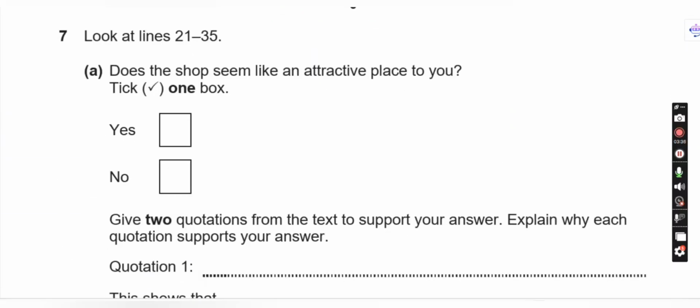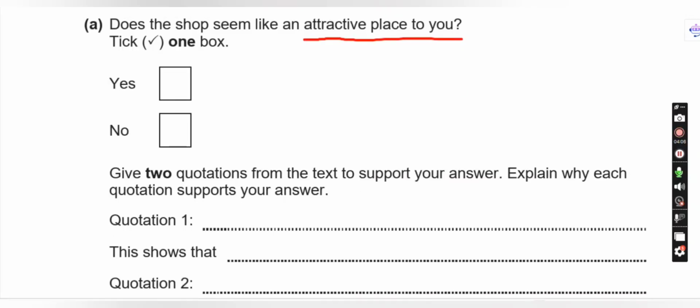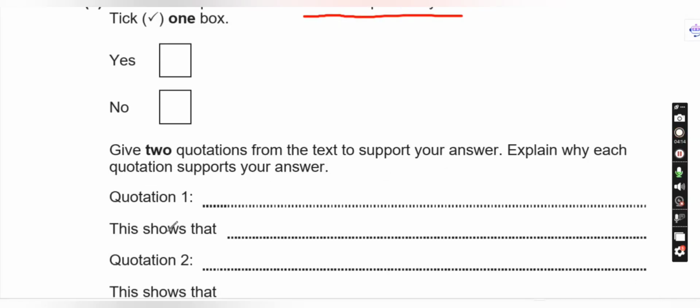Look at lines 21 to 35. Does the shop seem like an attractive place to you? I don't think so. What do you think? In such a question, different answers are accepted. If you said yes, it's fine. If you said no, it's fine. The most important thing is that you have to write a quotation as evidence for your answer. Both answers are accepted, but you have to give evidence for yours. For me, I'm going to answer both. If I say yes, I have to write down a quotation from the text as evidence, and this shows the description in your own words. Now let's check and find evidence for yes or no.